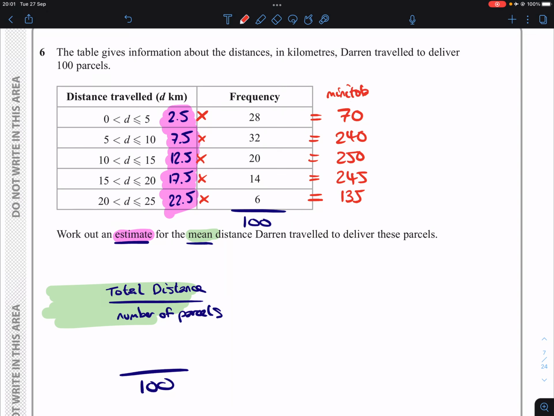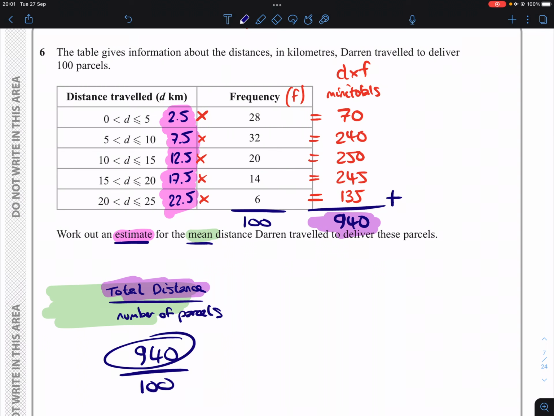You can also see this written simply as d times f, because we're taking our d value and multiplying it by our frequency, known as f. Once we have that, in order to get our grand total distance, we add all of these together, and we're going to get 940. Then we take that 940, an estimate for the total distance of all the parcels they traveled, divided by 100 parcels, which gives us an average distance of 9.4 kilometers.